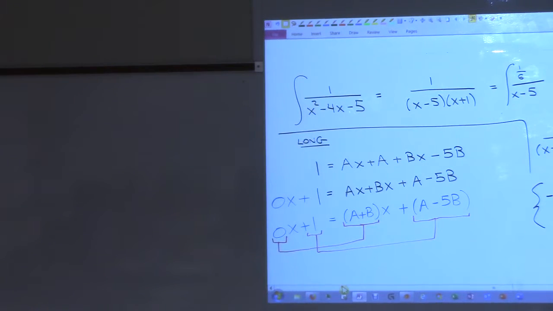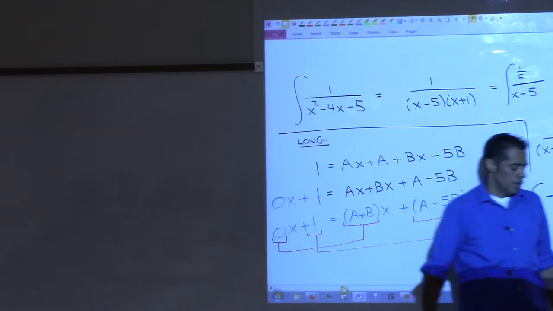That's the long way. Long way, more powerful way though. This way basically will always work. All right.